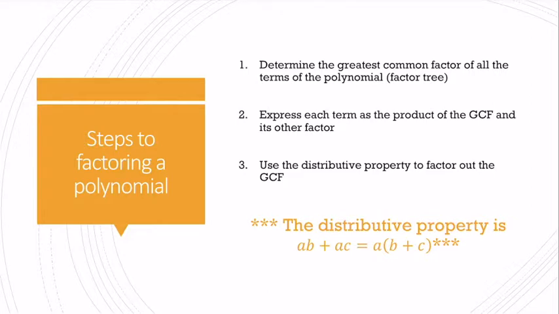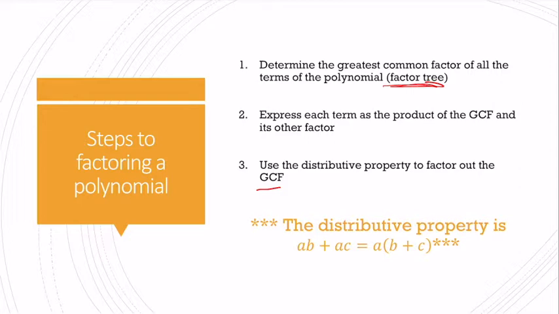So here's how we're going to factor a polynomial. First thing you want to do is determine the greatest common factor of all the terms of the polynomial. You may need to make a factor tree. If so, that's okay. Next, you need to express each term as the product of the greatest common factor and the other factor remaining. And then we use the distributive property to factor out the greatest common factor. So for example, if I had ab and ac, I could pull out a factor of a. So we're like undoing the distributive property.